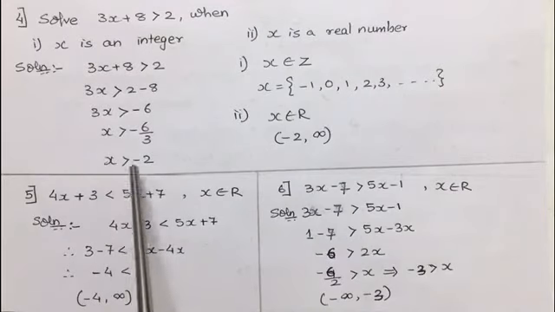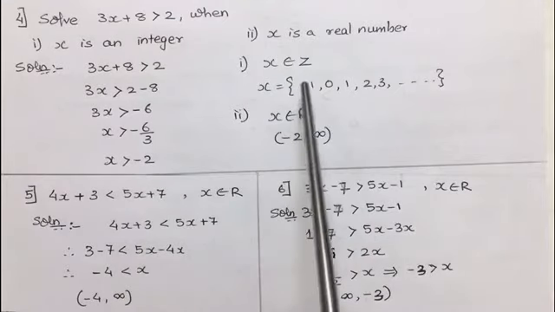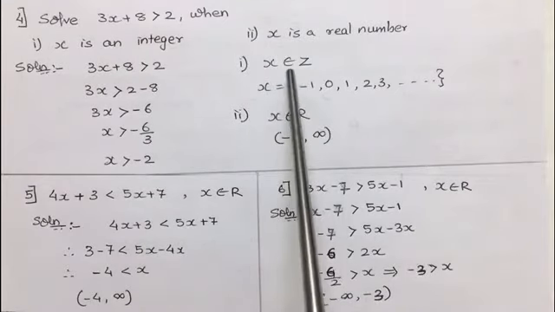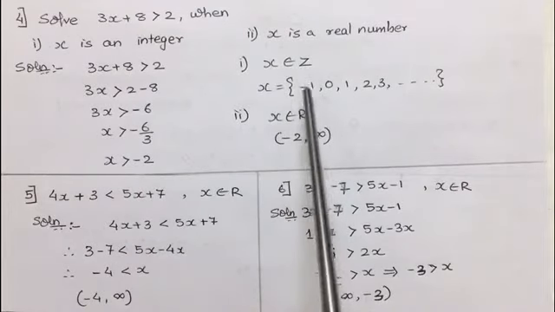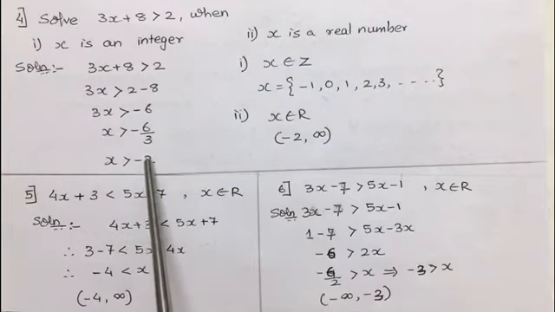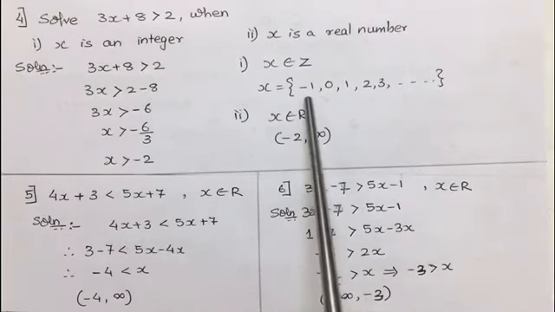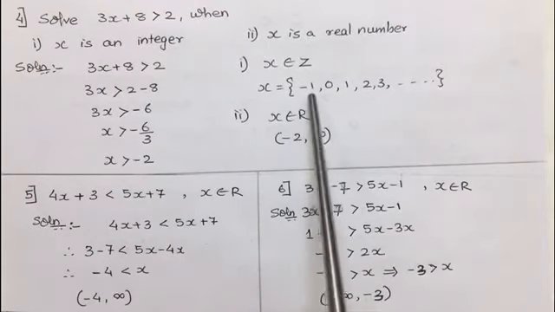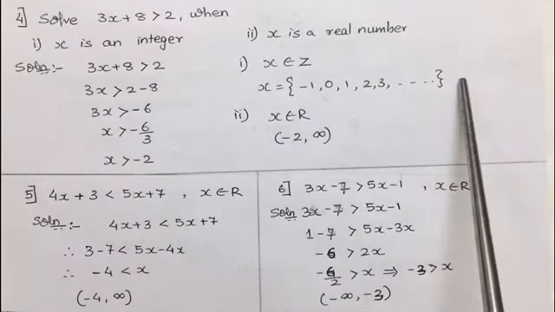Now if x is greater than minus 2, all the greater numbers lie towards the right hand side. So when x belongs to Z, meaning integers, we need to take all the integers which are more than minus 2. So integers more than minus 2 will be minus 1, 0, 1, 2, 3 and it will go till positive infinity.